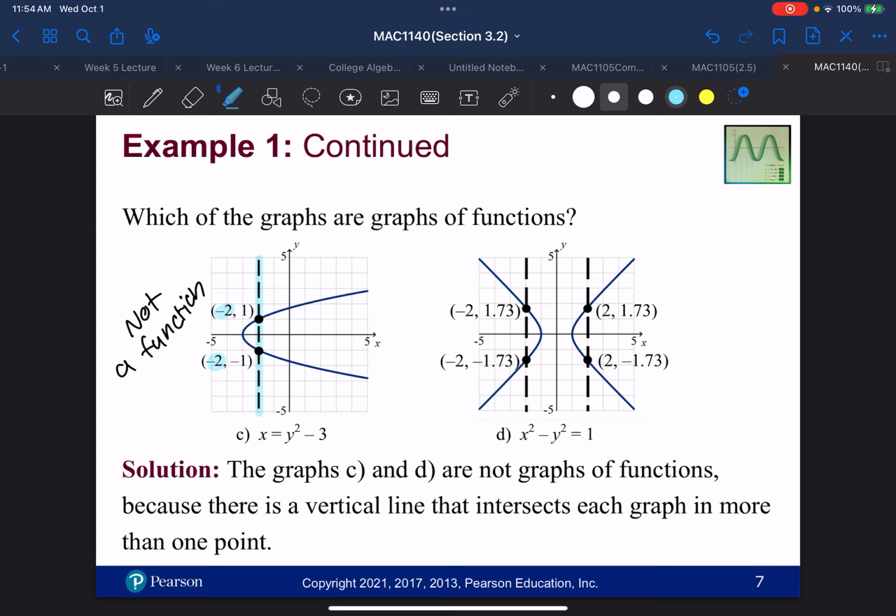Same thing on the right side. These two vertical lines are both crossing two points, and they share the same x values. So these are not functions.